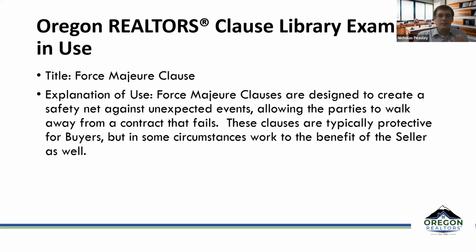So we'll start out with a couple examples. I'm going to start with the force majeure clause because this is one that doesn't really move very much. It is pretty set in what it is. The title of it is force majeure. It is a clause that is designed to create a safety net against unexpected events, allowing the parties to simply walk away from a contract that fails. These clauses are typically protective of buyers, but they in some circumstances can benefit the seller as well.